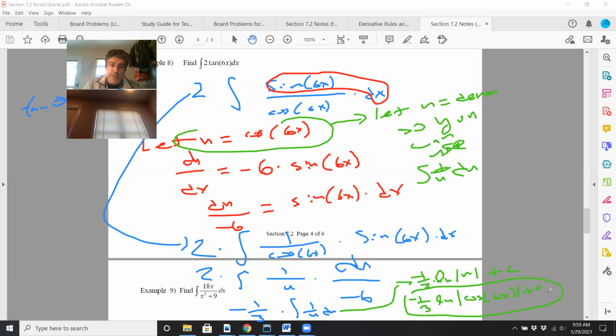So if you did let u equal sine 6x, you wouldn't have been able to substitute for cos 6x dx quite as well as we did for this one. It wouldn't have worked for us. So typically you let u equal the denominator. That's what you want to do.